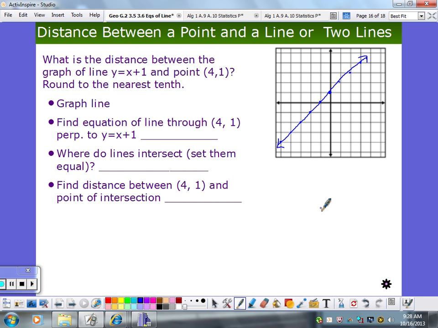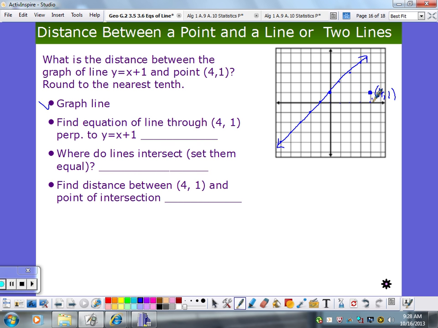That's done. Now find the equation of the line through points (4, 1), because my other point is (4, 1). 1, 2, 3, 4, 1. So I need a perpendicular. That's how I'm going to measure that distance.